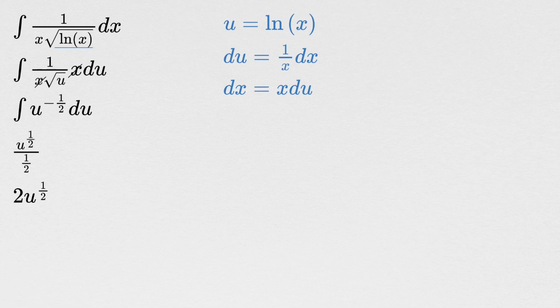Replacing u with our original expression, we have 2 times ln x to the 1/2. For preference, I like to write exponents of 1/2 as square roots, so this becomes 2 times the square root of ln x. Then we just add our constant of integration.